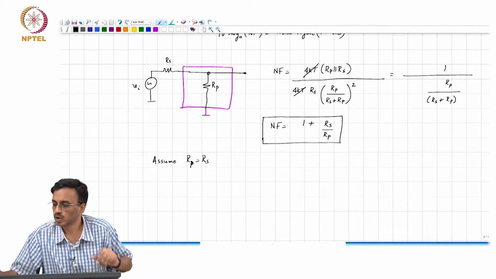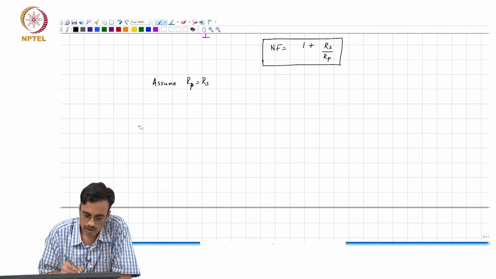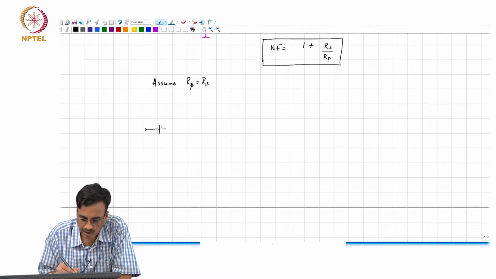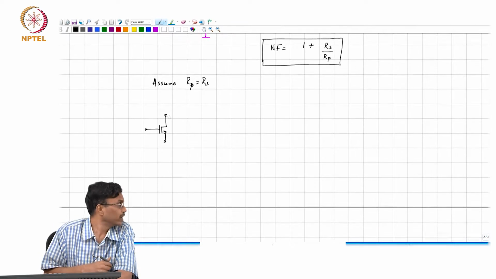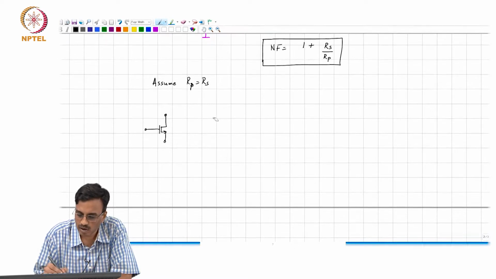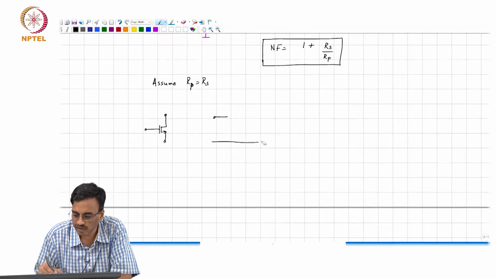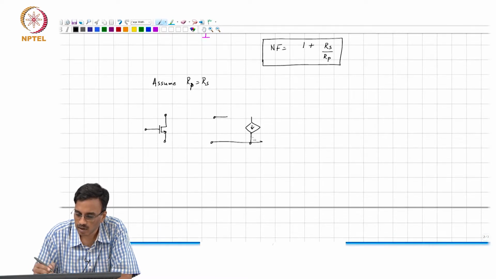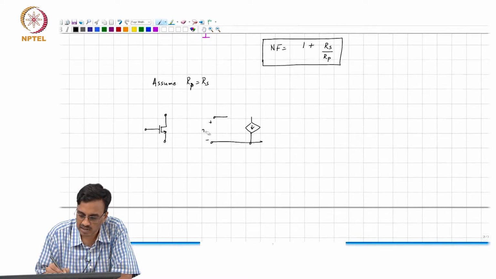Let us do another example. Now, let us take a transistor, and at low frequency, what comment can we make about what is the small signal equivalent of the transistor? It is nothing but this is the incremental VGS.